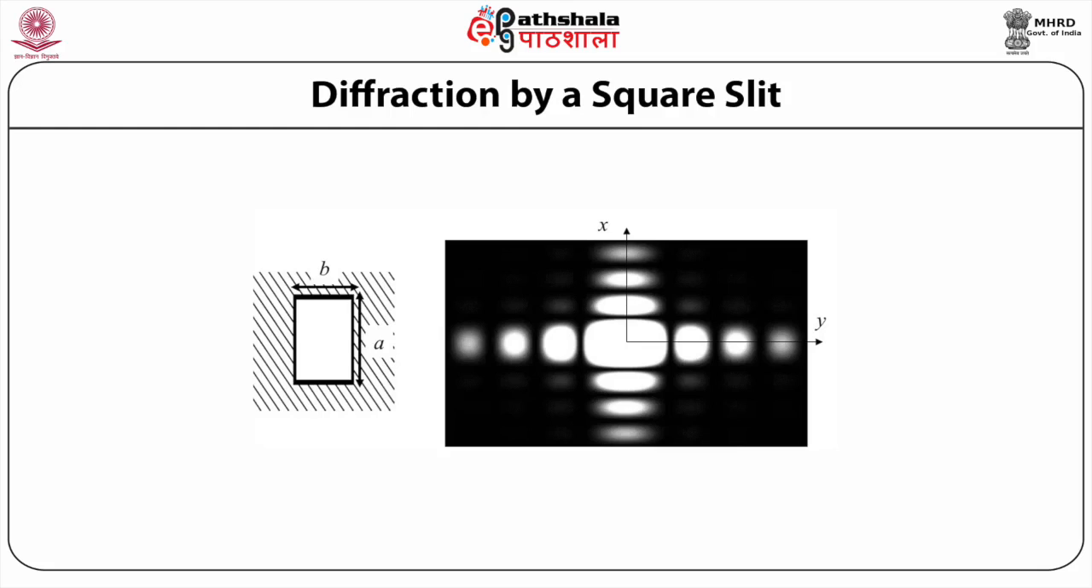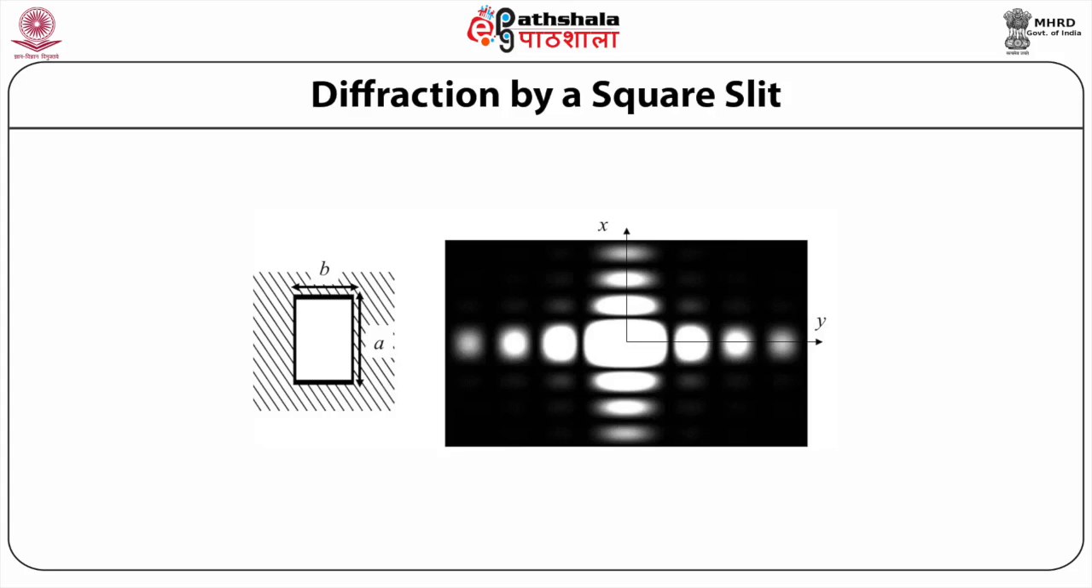In the last slide, we considered an example where the rectangular slit was such that only along the width of the slit the size was comparable to the wavelength, whereas along the length of the slit, the size of the aperture was much larger than the wavelength of light. So we did not see any diffraction pattern along the length of the slit, but we saw a diffraction pattern along the width of the slit.